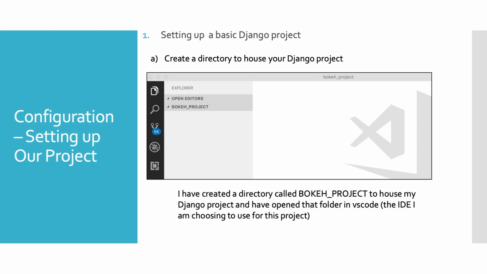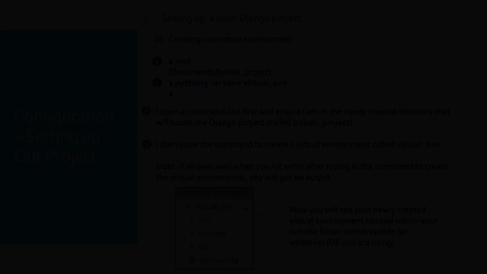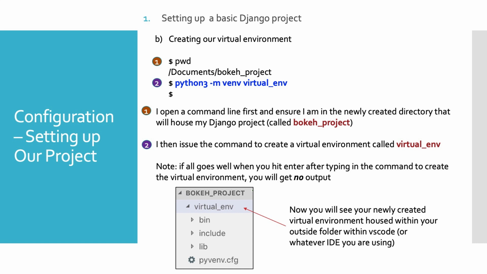The first thing we're going to do is create a directory to house our Django project. You see here that I called mine Bokeh_project, and I'm using the IDE VS Code for this particular course. Having set up that directory, we're now going to create our virtual environment. So you see I do a pwd to make sure that I'm in that directory. Mine's called Bokeh_project, and then I issue the following command.